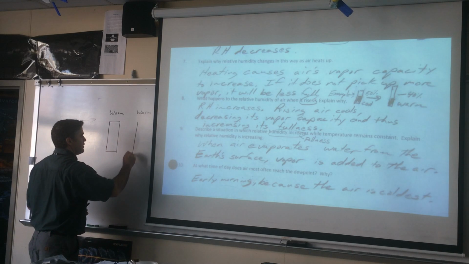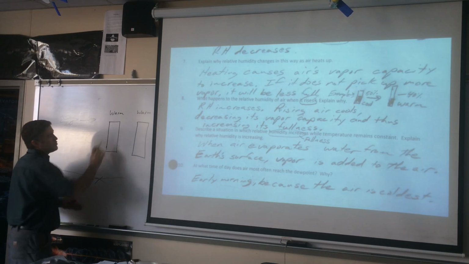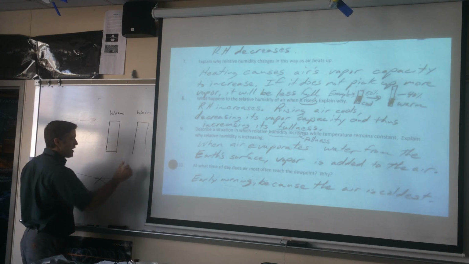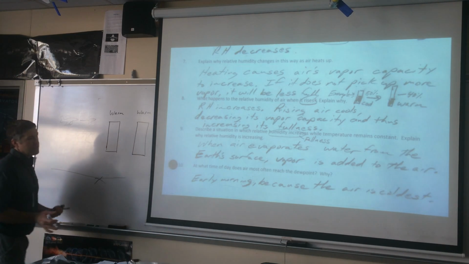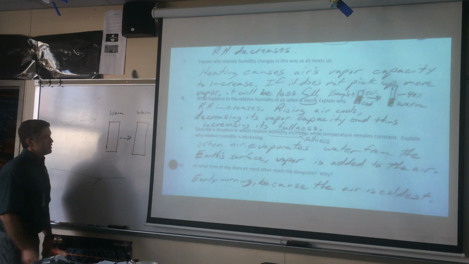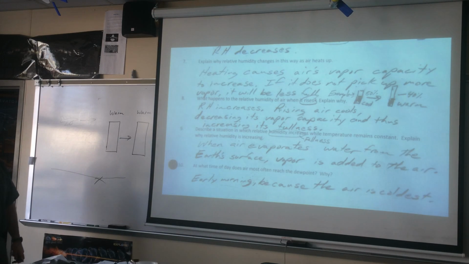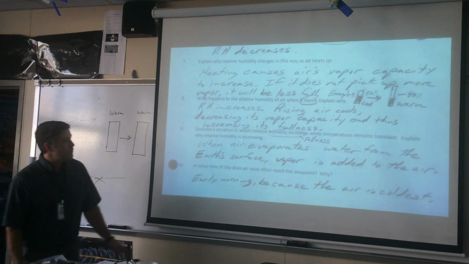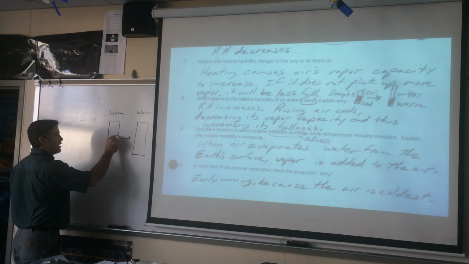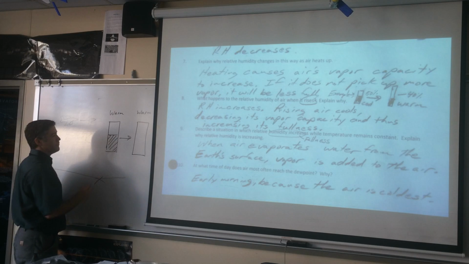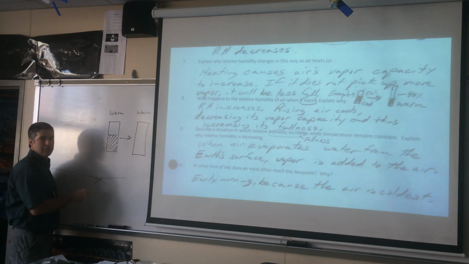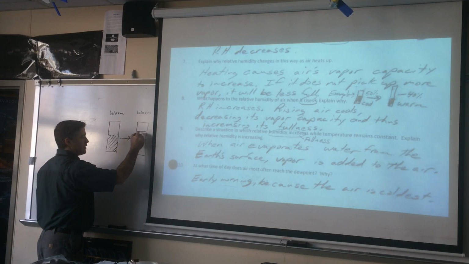Same size. So if the temperature determines the size of my bucket, the size of the bucket is representing the capacity for water vapor. And if the temperature is remaining constant, then the capacity is staying the same. Buckets are the same size. But I've got relative humidity increasing, so I'll just randomly put a certain amount of water vapor into this bucket. If relative humidity is increasing, what should my water vapor look like in this bucket? More full. It should be more full, so like this.